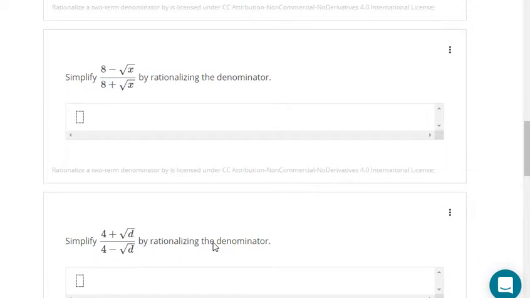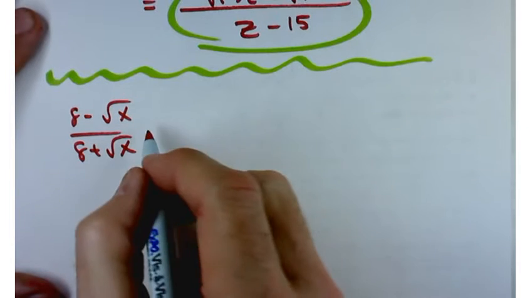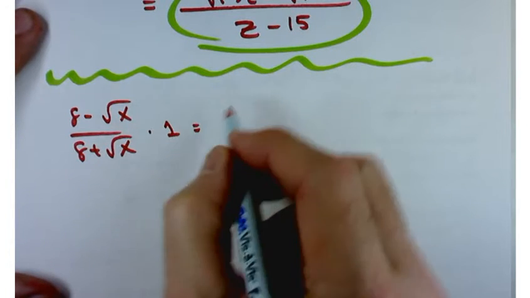Let's go down a little bit. Let's try this one. So the top one of those two. 8 minus the square root of x over 8 plus the square root of x. So that's our expression. We're going to simplify this. Again, the trick is to multiply by 1.